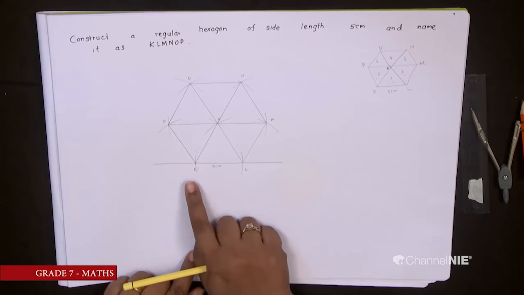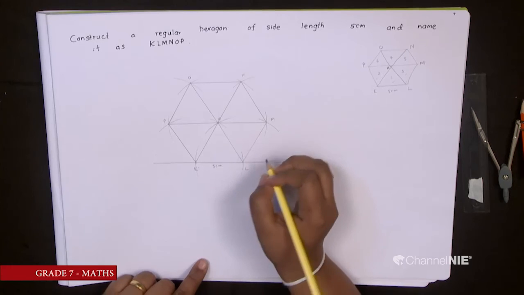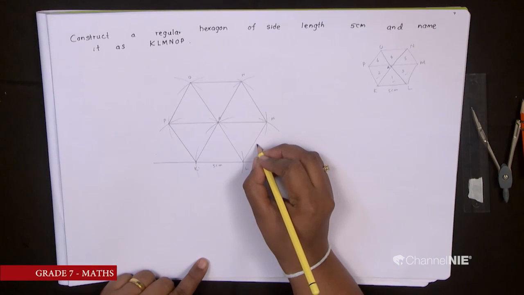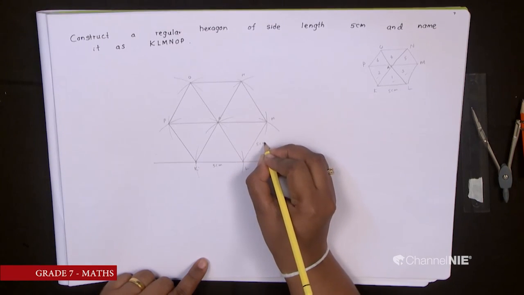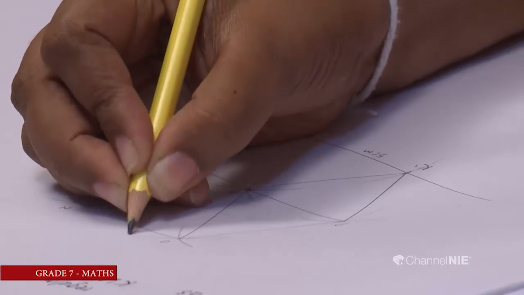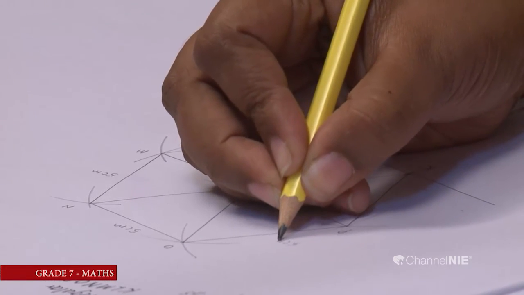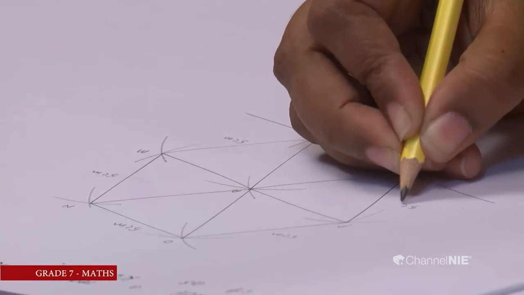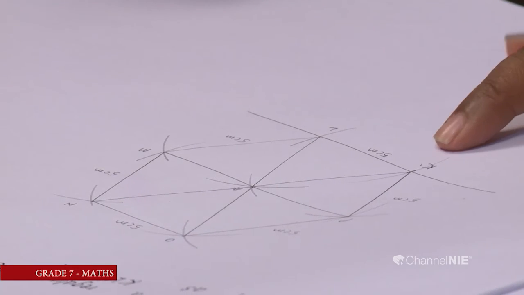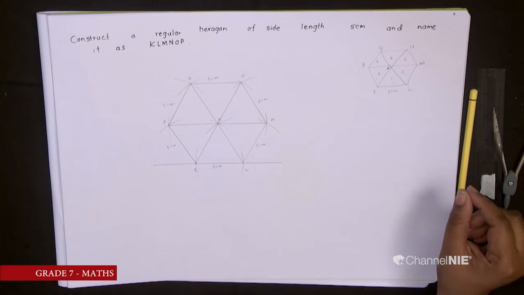I have already named it KLMNOP. So I'll write the side lengths of each side. As it is a regular hexagon, all 6 sides should be equal in length. The length of one side is 5 centimeters. I have written the side length of each side.